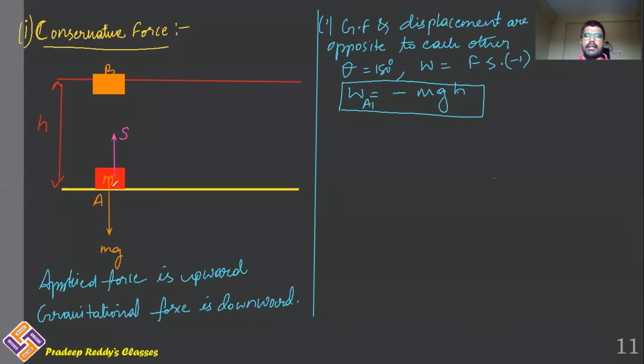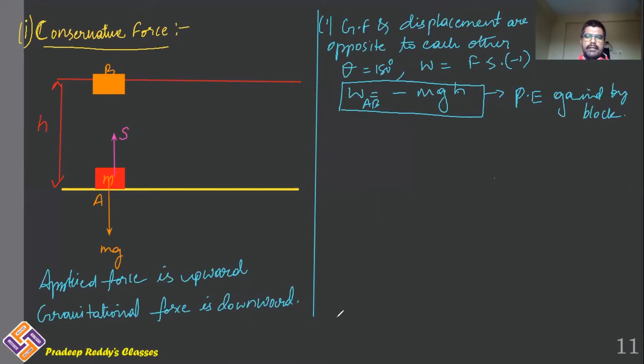So we are starting at point A. The body is displaced to position B. Work done in moving the object from A to B is equal to minus mgh, and this is also denoted as potential energy gained by the object. So the potential energy gained by the object will be plus mgh. This is the work done in moving the object from A to B by the gravitational force.